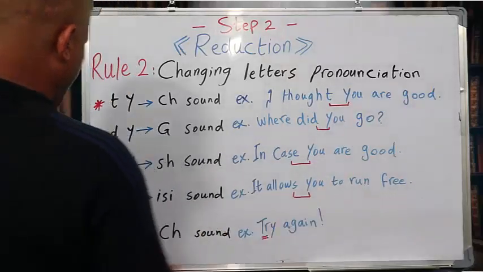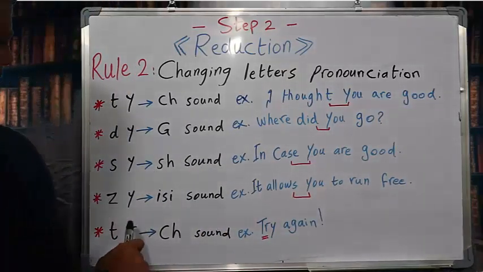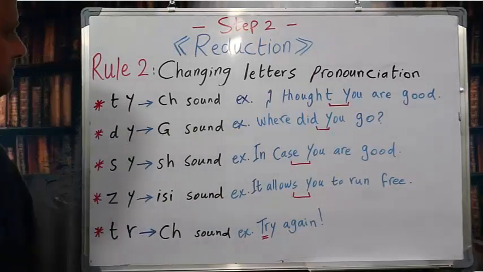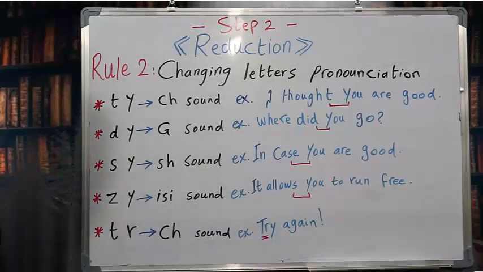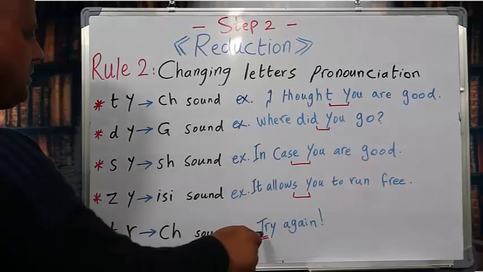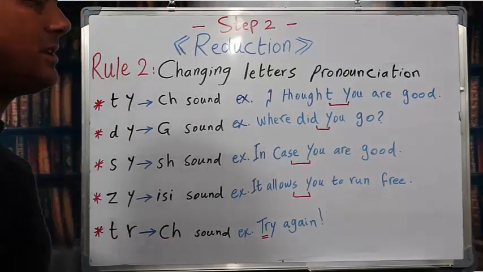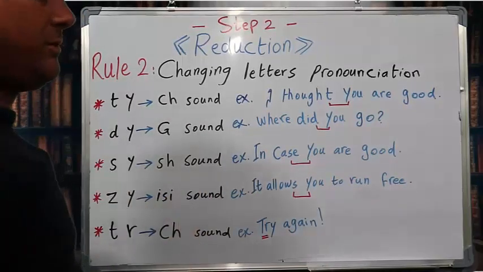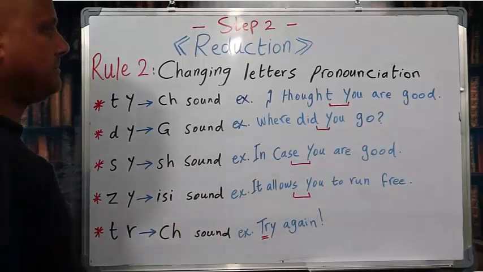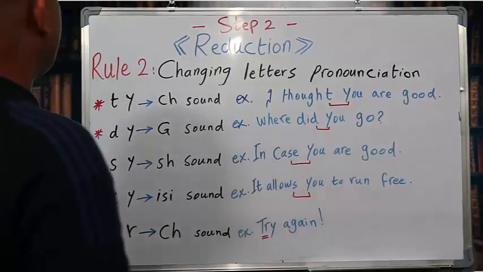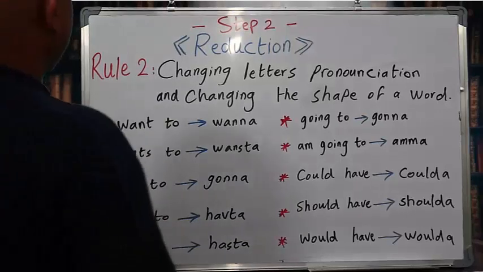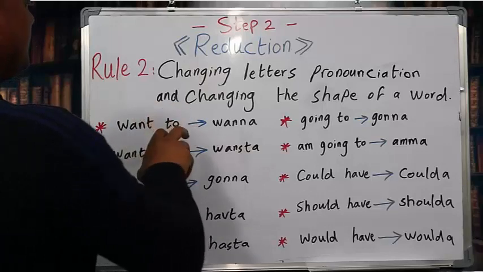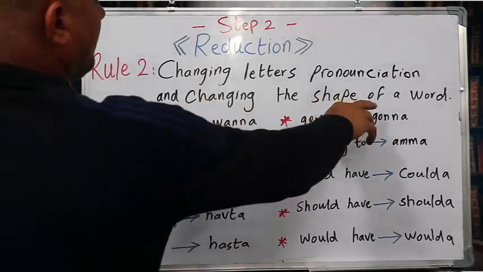T with R in one word becomes tr, like try. Try again. Not try; that doesn't sound like English here. Try, try. More English. Try again. So this rule 2 of reduction can cover also changing the shape of a word.